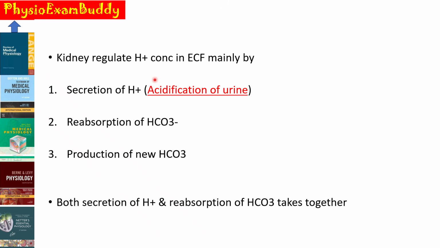Kidneys regulate the H plus ion concentration in the extracellular fluid mainly by three mechanisms. The first one is by the secretion of H plus, which is also known as acidification of urine. The second is by reabsorption of the bicarbonate, and third by production of new HCO3 or bicarbonate. Out of this, the first two steps, that is both the secretion of H plus as well as the reabsorption of HCO3 minus, take place together. So it can be explained in the answer also together.